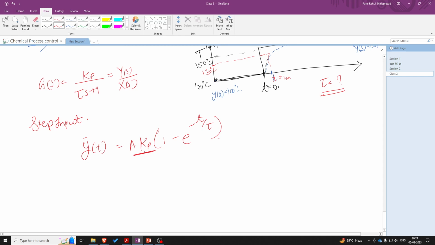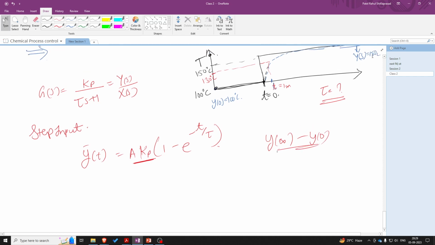Now this A Kp we studied is the collective process gain, that is basically A Kp is y infinity minus y of 0. In our case, the y infinity or the steady state value is 150 degrees Celsius and the initial value was 100 degrees Celsius. That is, we can write this as 150 minus 100 is equal to 50 degrees Celsius. So this term is 50. And we have been asked to find this tau.